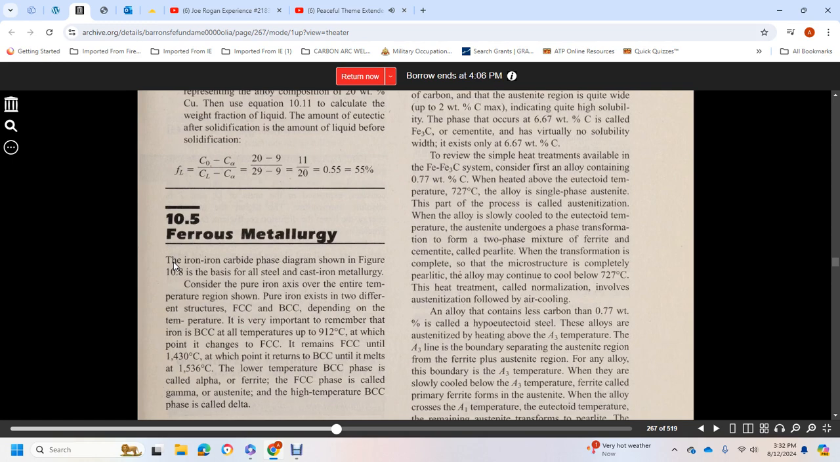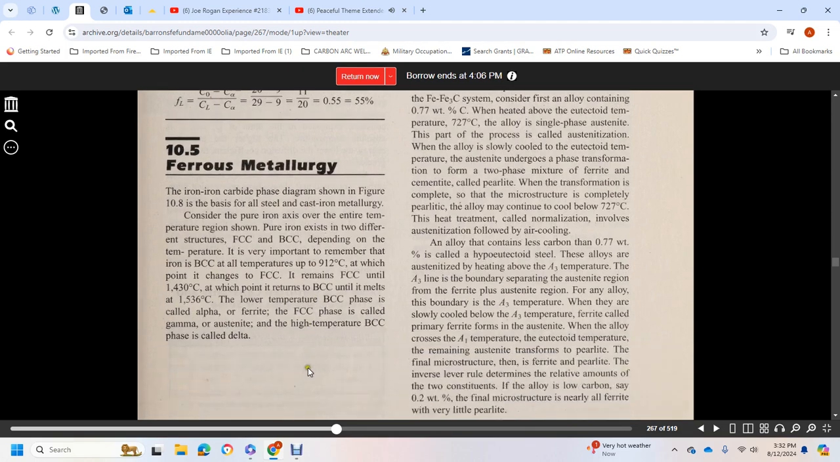It remains FCC until 1430 degrees Celsius, at which point it returns to BCC until it melts at 1536 degrees Celsius. The lower temperature BCC phase is called alpha, or ferrite. The FCC phase is called gamma, or austenite, and the high temperature BCC is called delta.